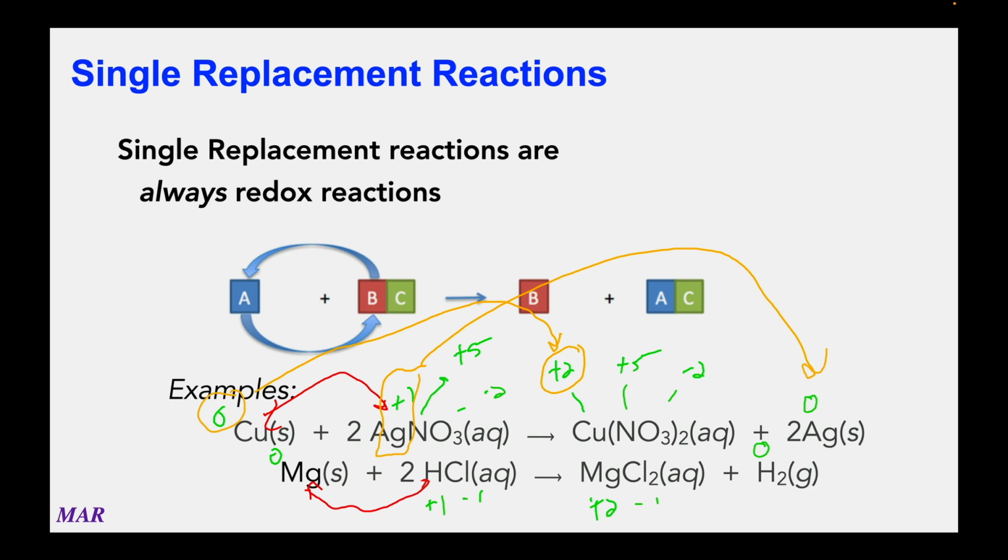Now notice in the first example, nitrate, nitrogen's +5, oxygen's -2, and that doesn't change on the other side. Nitrogen's still +5, oxygen's -2. So nitrogen and oxygen were not oxidized or reduced. There's no change in the oxidation number. And the same thing for chloride in the second example. It's -1 in HCl, it's -1 in MgCl2. Chloride was not oxidized or reduced in that reaction. So it can be pretty cool in telling what's been oxidized and reduced.